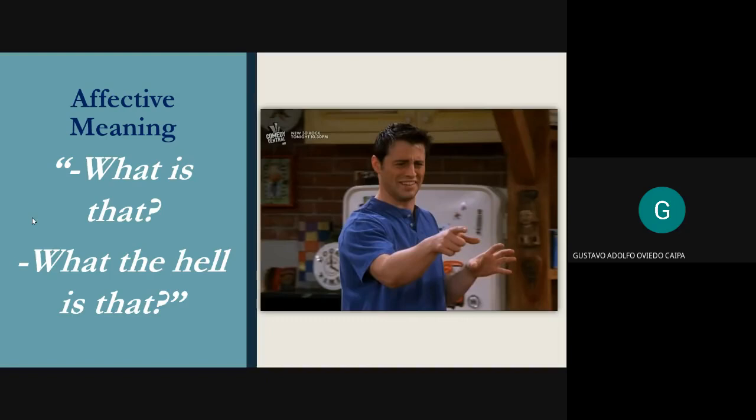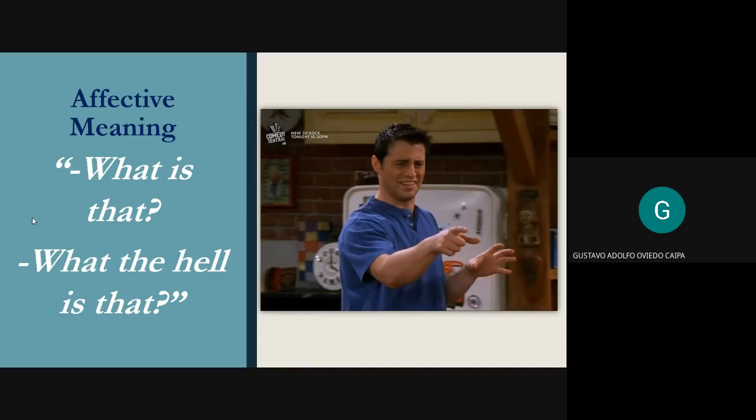So when Joey says, by the way, just giving context for those of you who don't know, Friends was a TV show from the 90s, very famous. And if you don't know that, I mean, you've been living under a rock. This character's name is Joey. The first thing he says when he sees the cat is, "Where is that?" Like, what the hell is that?